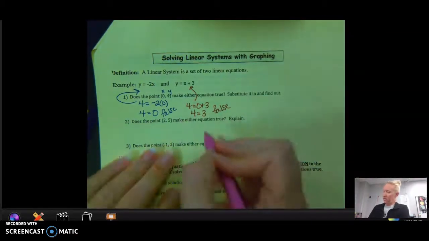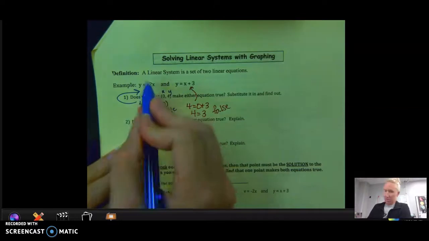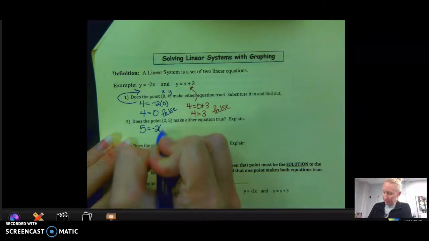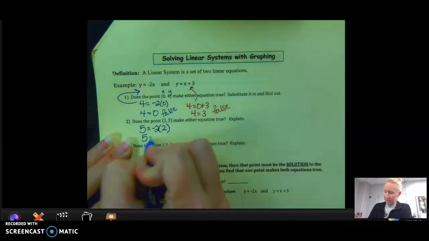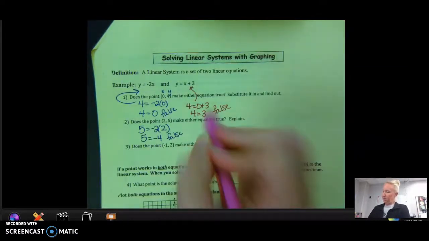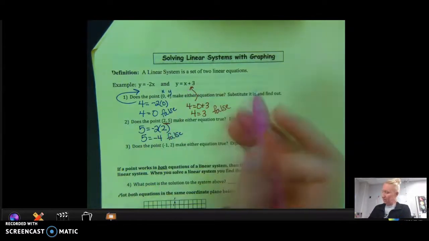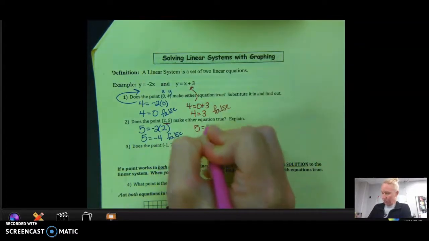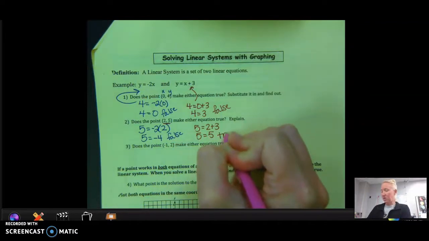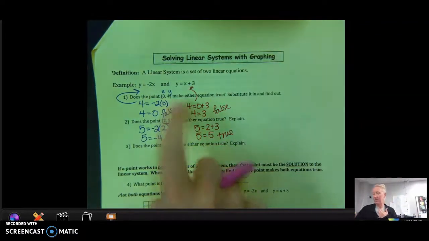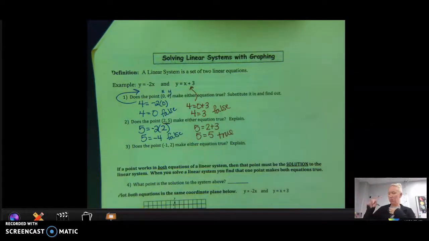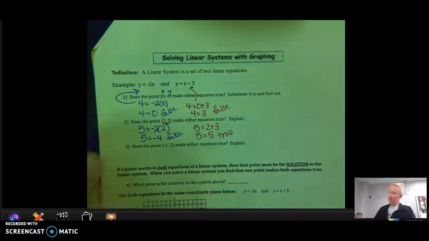Now we're going to try the point (2, 5). I'm going to go with my first line. So 5 equals negative 2 times 2. That's 5 equals negative 4, so that is false again. If I plug this same point into the second line, then I get 5 equals 2 plus 3, which is 5 equals 5. That is true. So what that means is that the point (2, 5) is actually on this line. If I were to graph this line and plot the point (2, 5), it would be directly on that line.